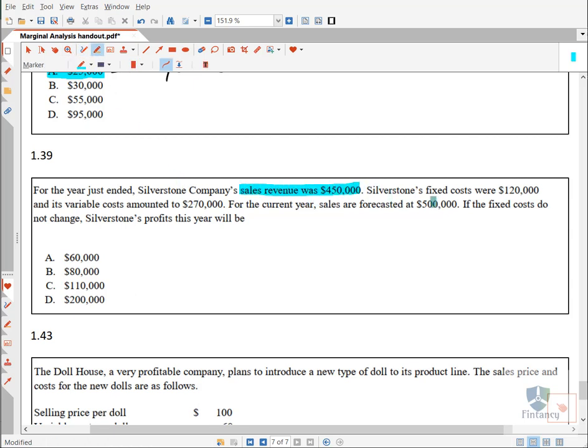The revenue is 450, fixed cost is 120, the variable cost is 270, the sales are 500 in the current year. So why have they given you 2 sales? One sales is for the year just ended, meaning the previous year, and the 500,000 is for the current year. So please read the requirement very carefully. They are asking about this year. This year means current year, not the previous year. And they say fixed cost will not change.